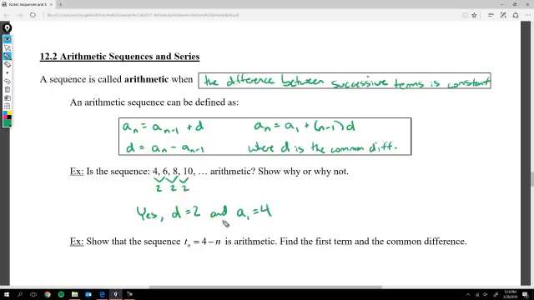It's going to be really useful to know your first term and your common difference, because then I can define my sequence iteratively. So I'm always just going to write my common difference if I can find it, and then my first term.